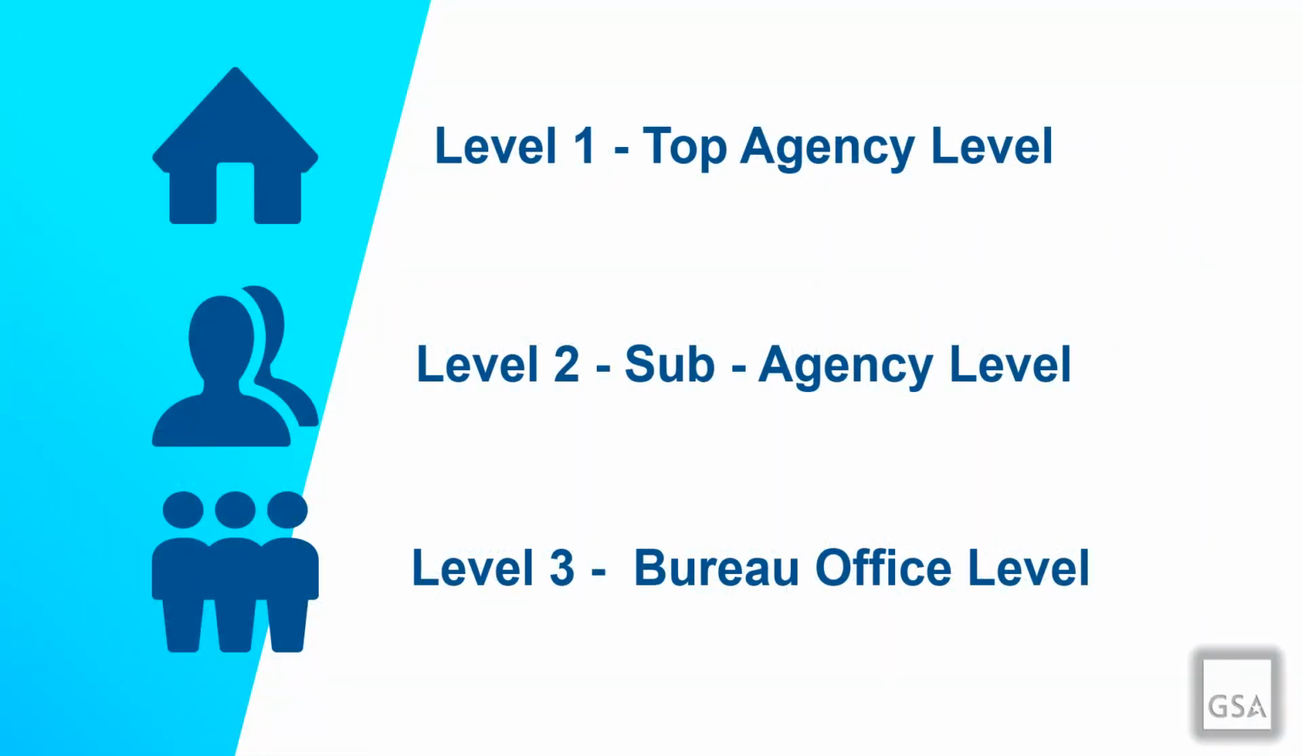Access to records will depend on what agency and what level the user is in. This is what we refer to as agency hierarchy. Access to information will flow from the top level, Level 1, top agency level, Level 2, sub-agency level, Level 3, bureau office level.